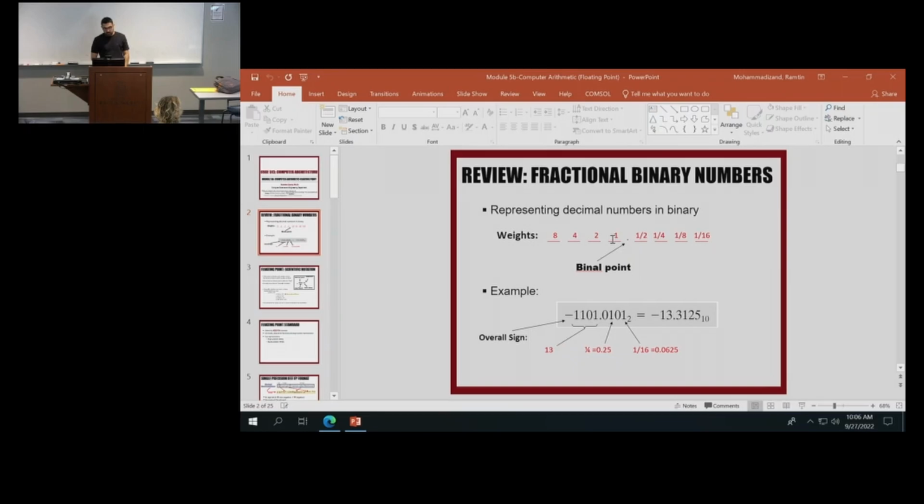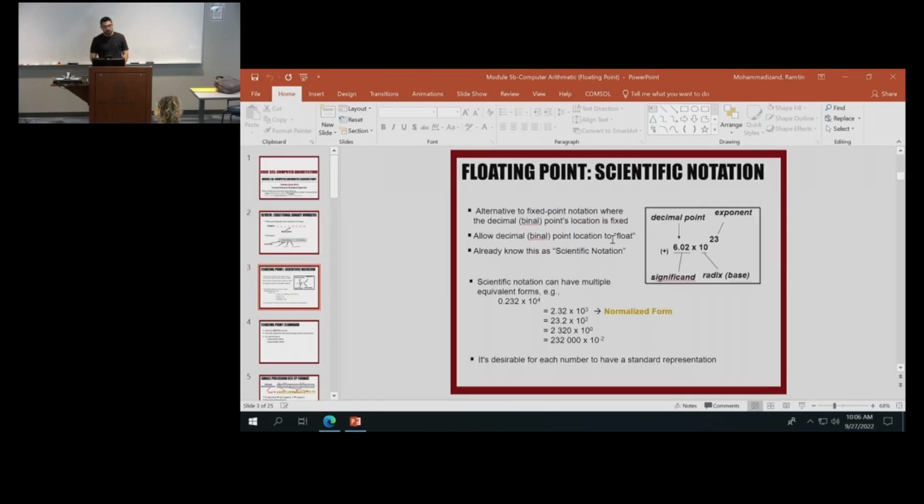Quick review of what we talked about. We talked about the floating point representation, which is.